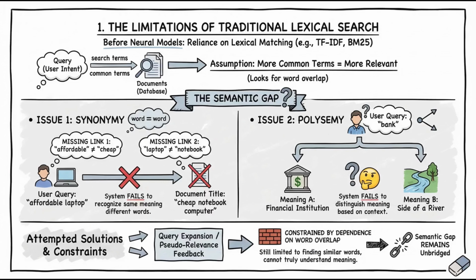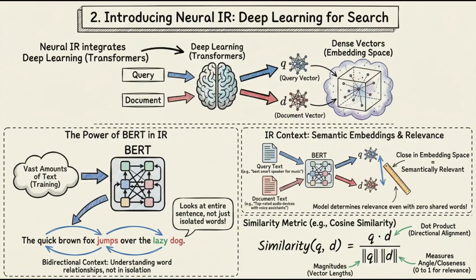While developers tried to improve these systems with techniques like query expansion or pseudo-relevance feedback, they were ultimately limited by that same rigid dependence on exact word overlap. They were looking at the words, but they weren't truly understanding the meaning. Welcome to the world of neural information retrieval.